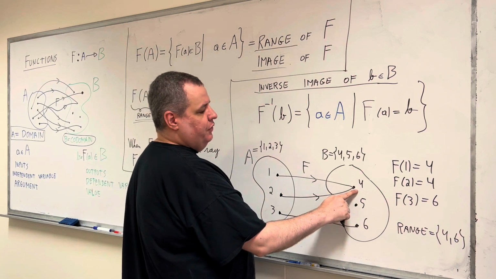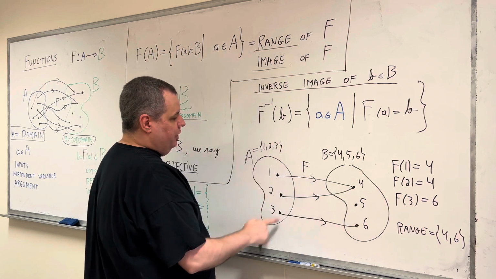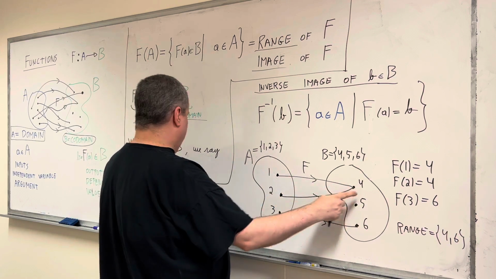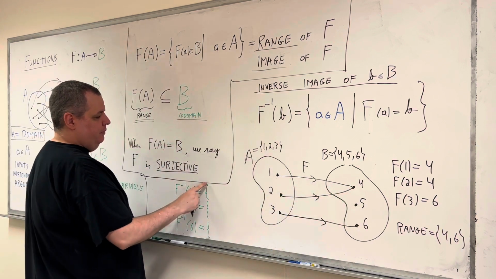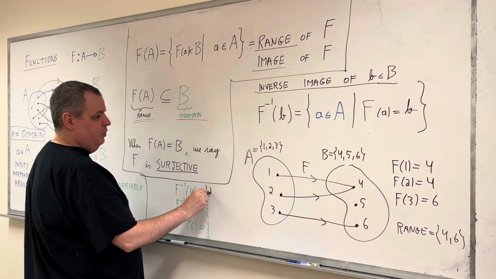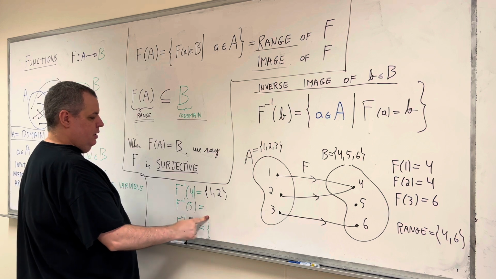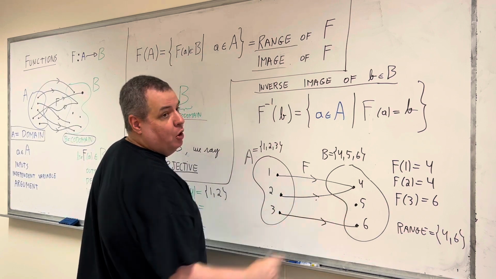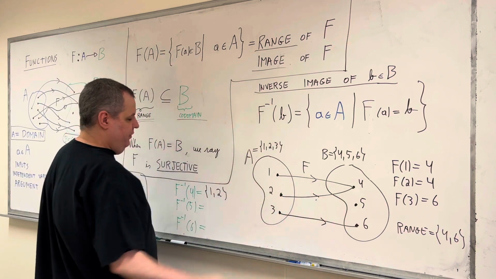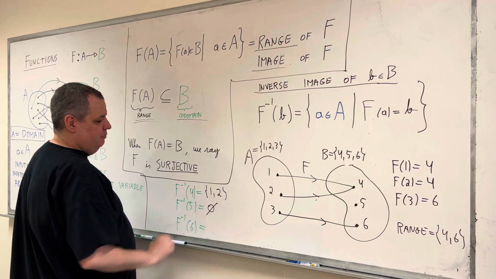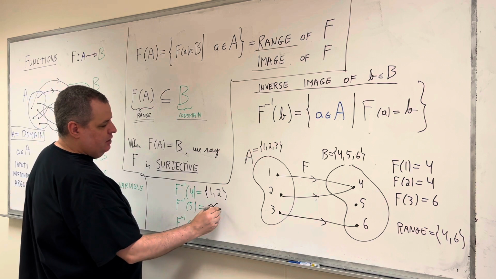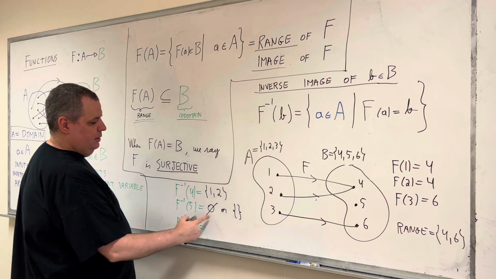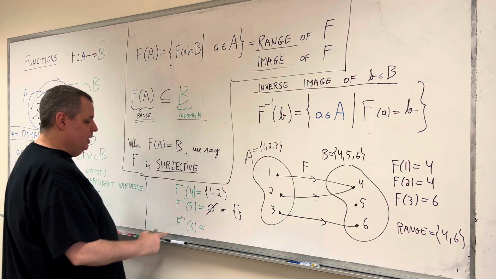What's the inverse image of number 4? What are all the points of my domain that are mapped to 4? Well, 1 goes to 4 and 2 goes to 4. So the inverse image of 4 is going to be 1 and 2. The inverse image of 5, who is mapped to 5? Nobody. No element here goes to 5. So that's just the empty set, and we usually denote the empty set like this or like this. Empty set, another notation for the empty set, okay?